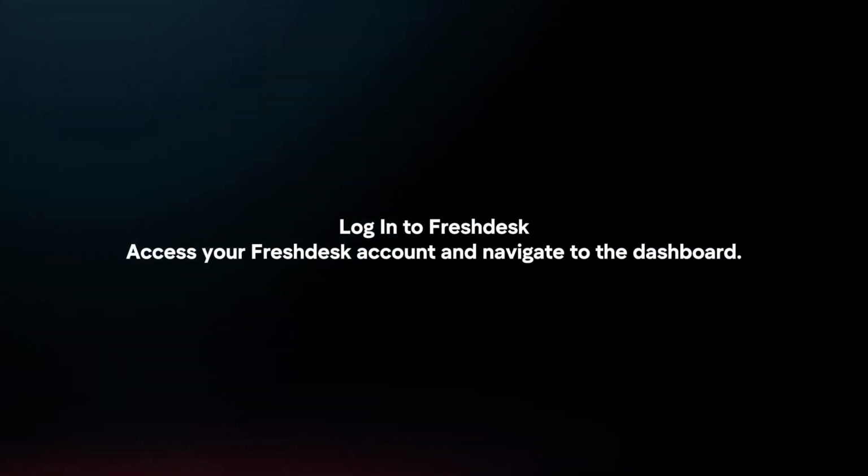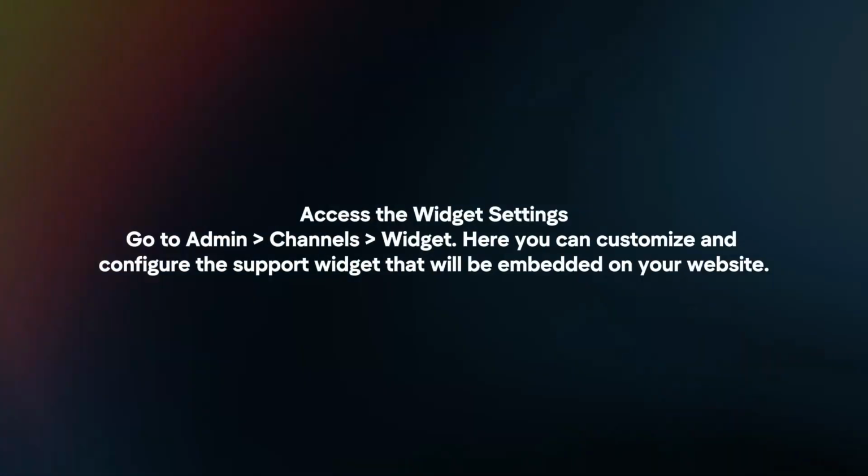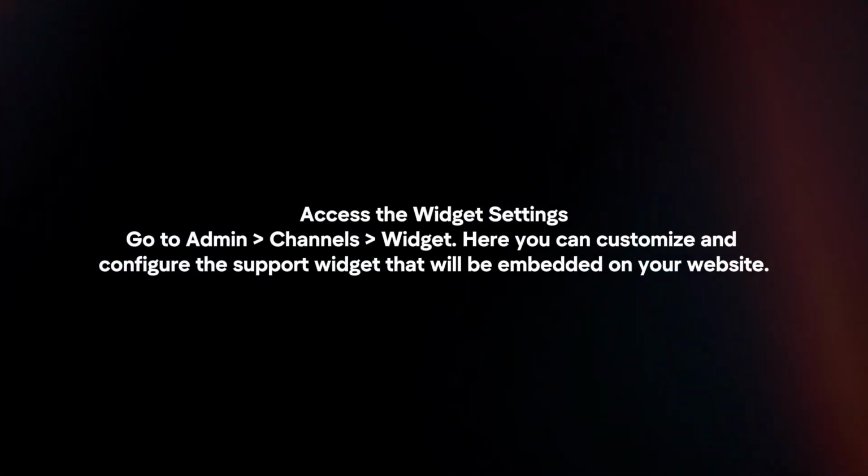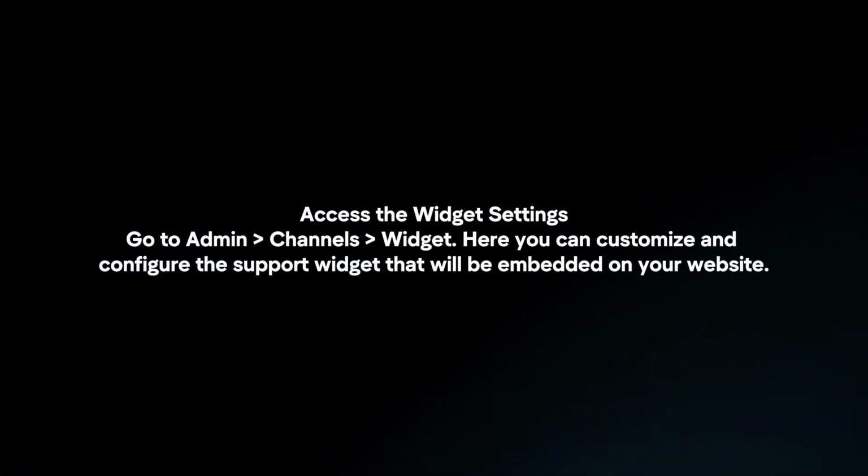Log into Freshdesk. Access your Freshdesk account and navigate to the dashboard. Access the widget settings. Go to Admin, Channels, Widget. Here you can customize and configure the support widget that will be embedded on your website.